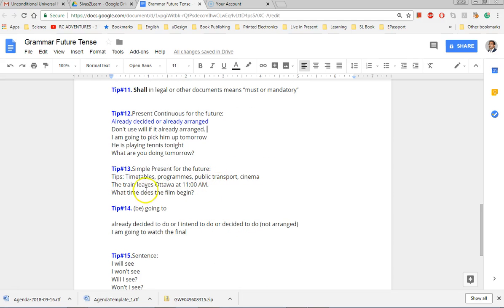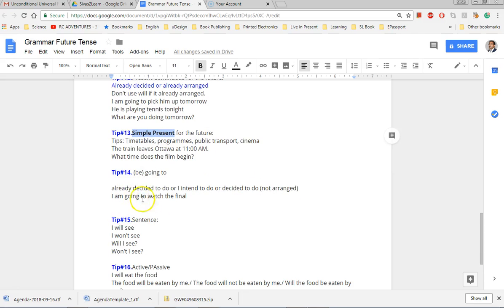Simple present for the future. Say for example, timetable, programs, public transport, cinema. They all use simple present tense, not future, right? Say for example, the train leaves Ottawa at 11 a.m. You are using simple present, but it is to indicate future. So here you are using present continuous for the future, and here you are using simple present for the future. These are two examples: timetable, programs, public transport, cinema. Already decided to do or intending to do, then you are using it. I'm going to watch the final soccer.